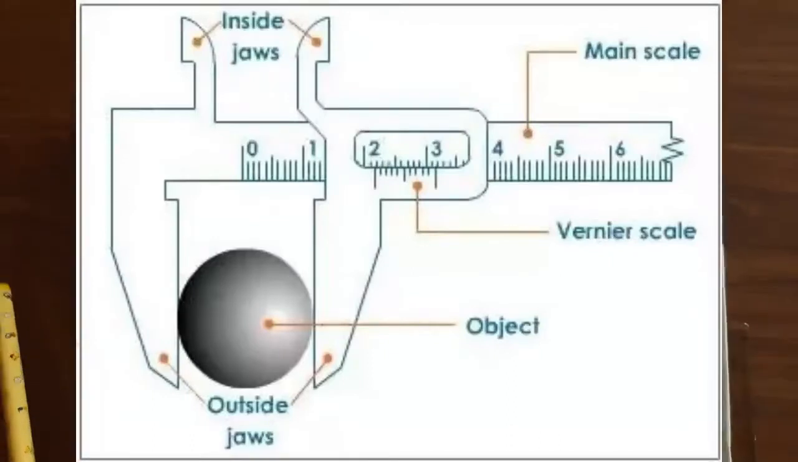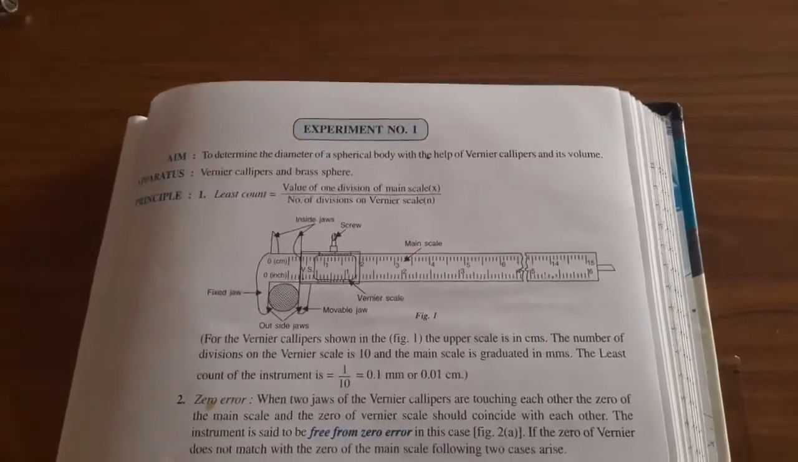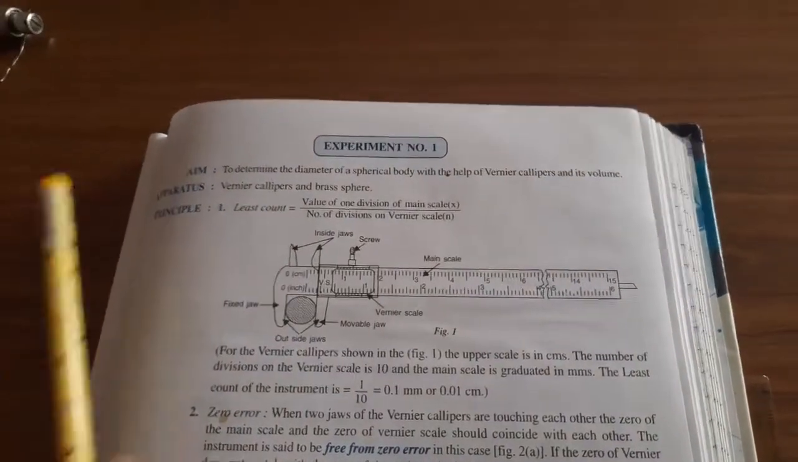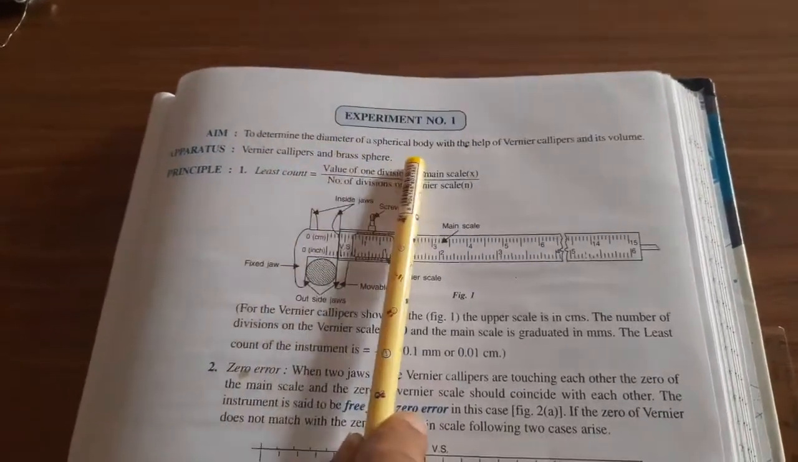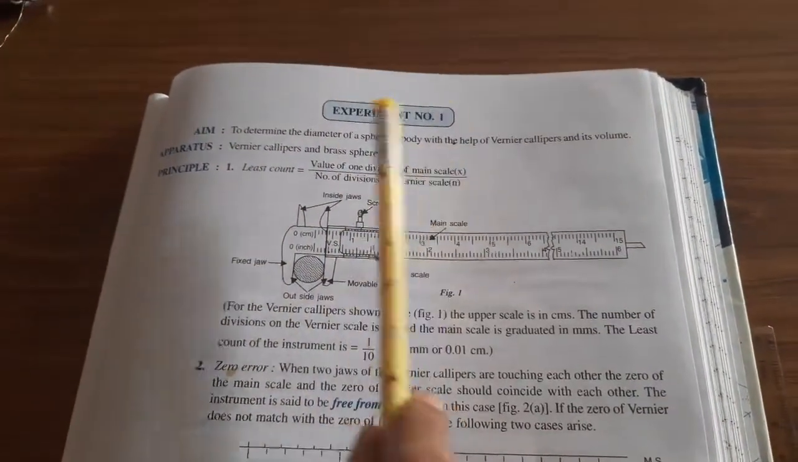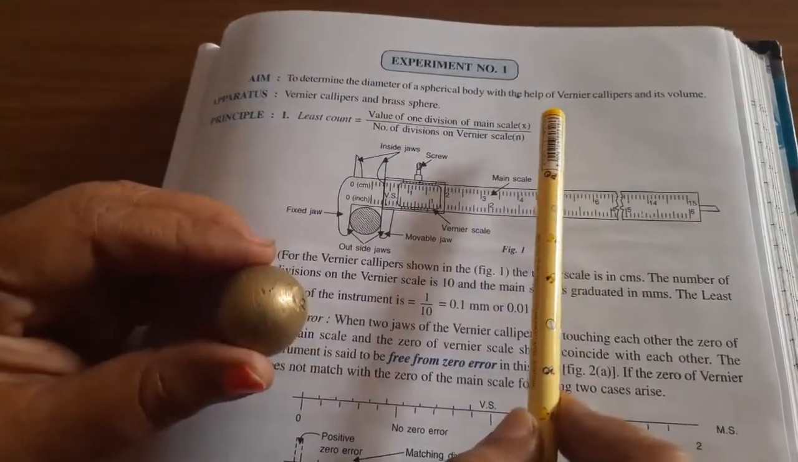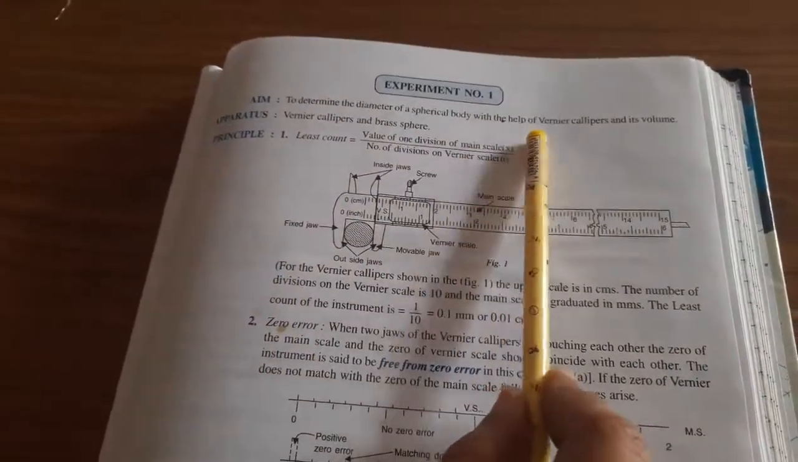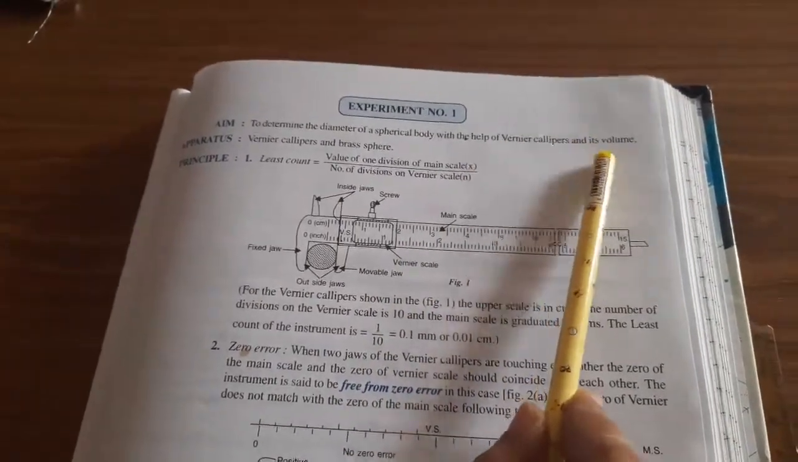Today we will discuss one practical related to vernier calipers, that is, the measurement of devices. The aim of the experiment is to determine the diameter of a spherical body. Here I have taken one spherical body, this spherical bob. With the help of vernier calipers, we will find its volume.